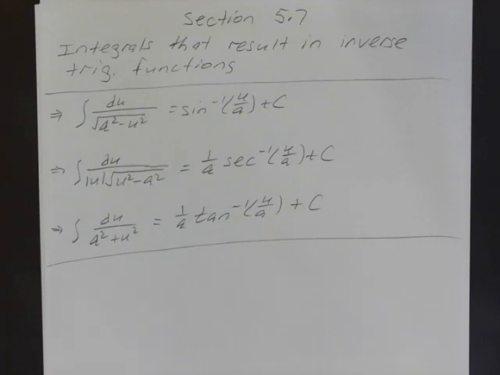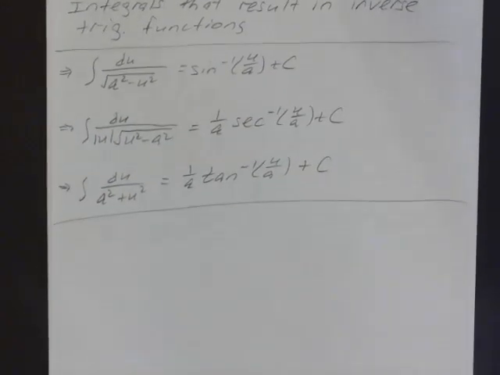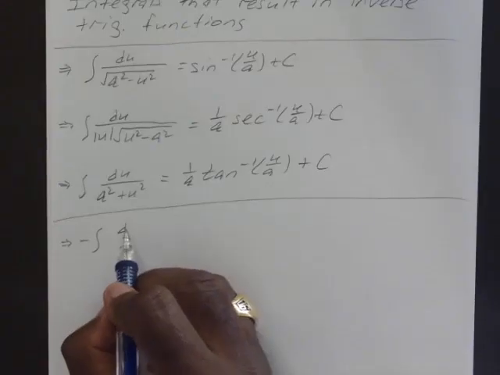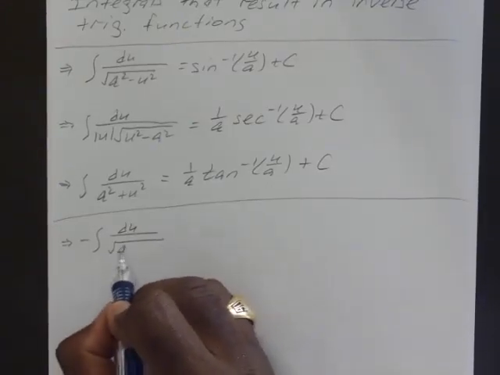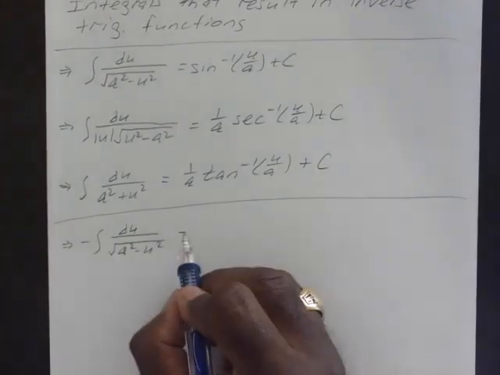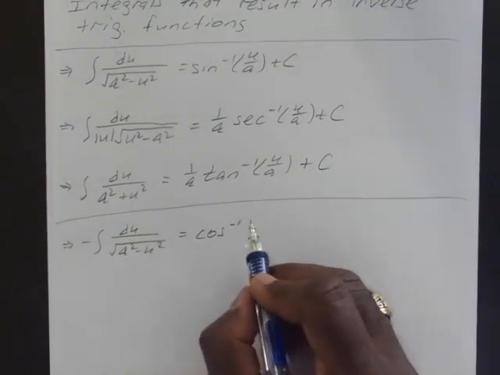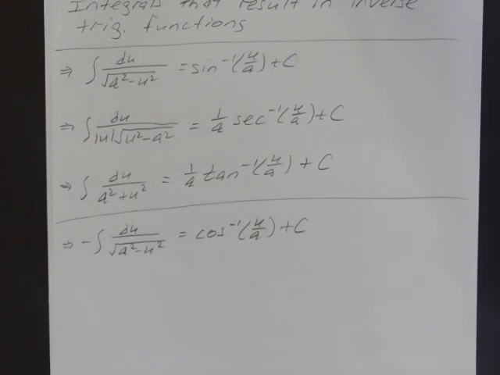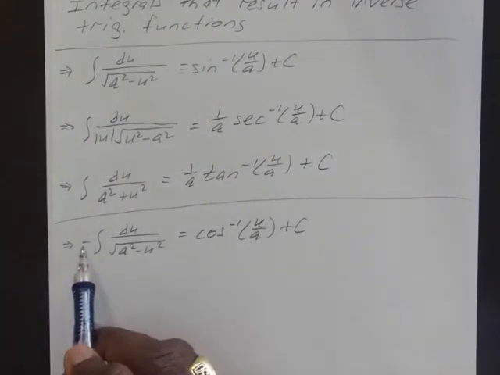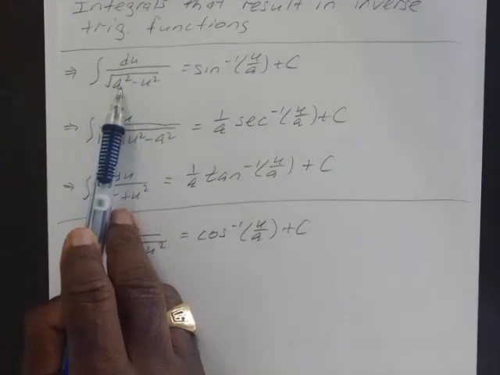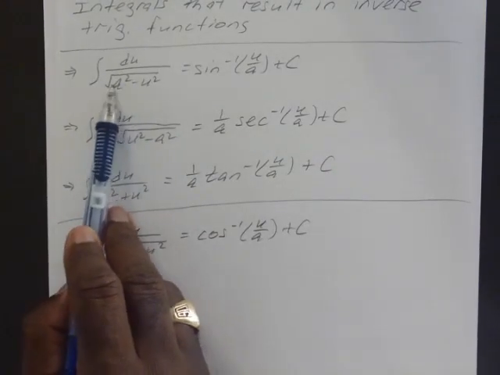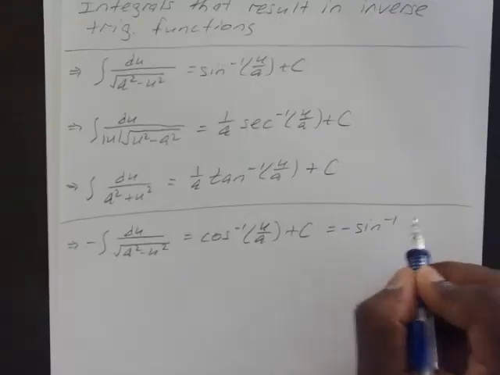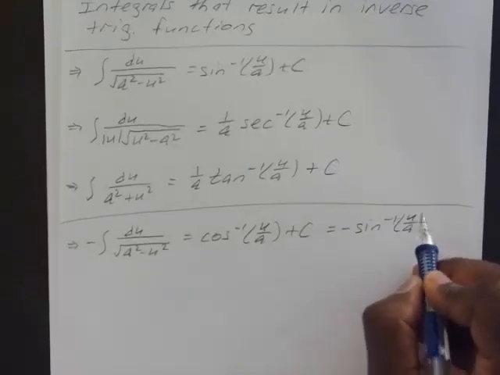Okay, so if you notice, I'm just going to stop at these three. And that's because the negative inverse of du over the square root of a squared minus u squared, that's cosine inverse of u over a plus c. Or you can just write that as -1 times the sine inverse, times the integral of du over the square root of a squared minus u squared, which is just the negative sine inverse of u over a plus c.